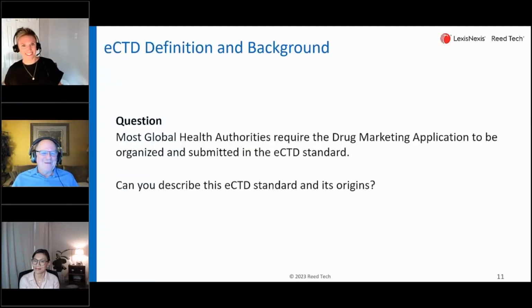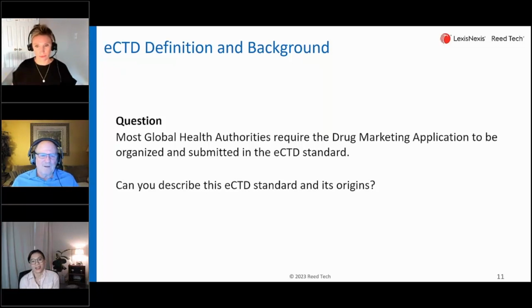So maybe we can ask Wendy and Adrian to help us out here. Give us a little bit of definition and maybe a background. It looks like if you go around the world, I don't know, well over 24 health authorities require this drug marketing application to make use of the eCTD. So let's talk about this eCTD standard and a little bit about where it came from.